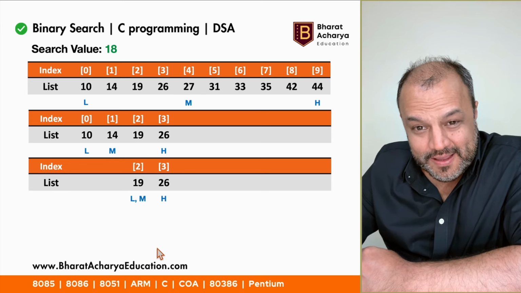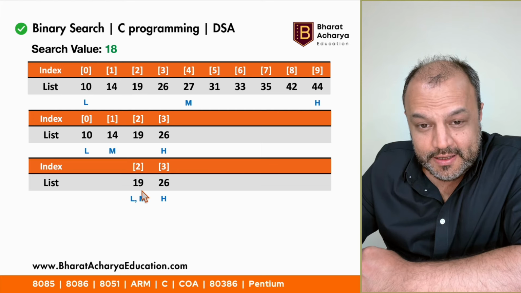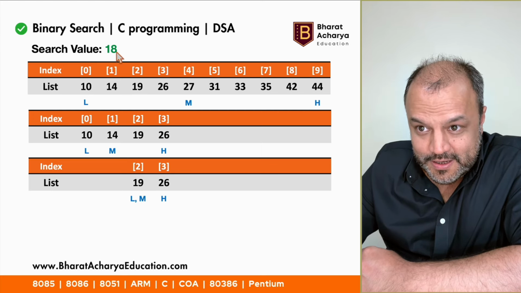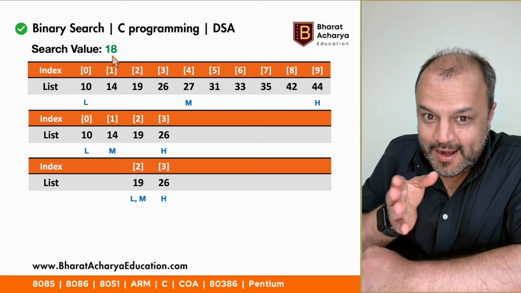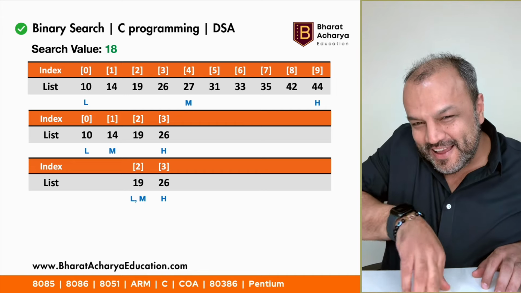So mid right now is 19. Compare 18 with the mid element, that is 19. Not found. 18 is less than 19. If 18 is less than 19, so you go left.